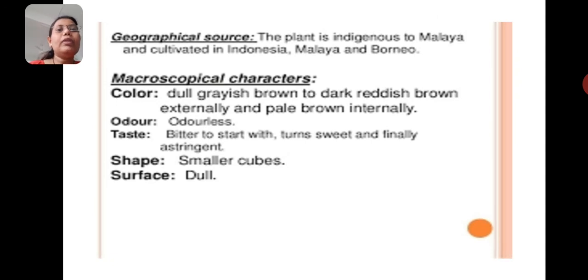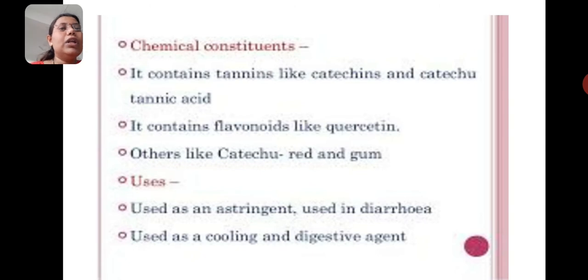Then morphological characters. It shows a dull grayish brown or dark reddish brown color externally and pale brown color internally. It is odorless and somewhat bitter in the taste. Then shapes are variable depending on the shape of our dies.